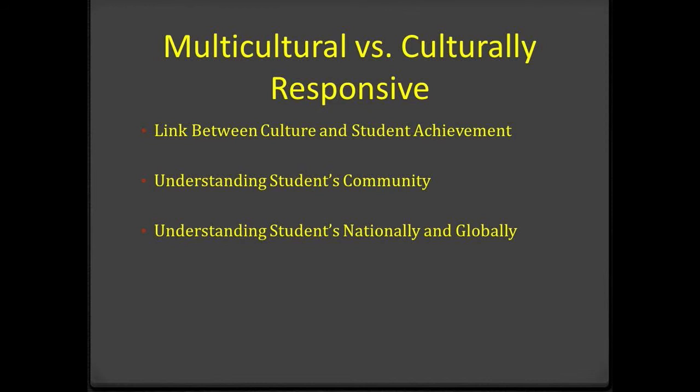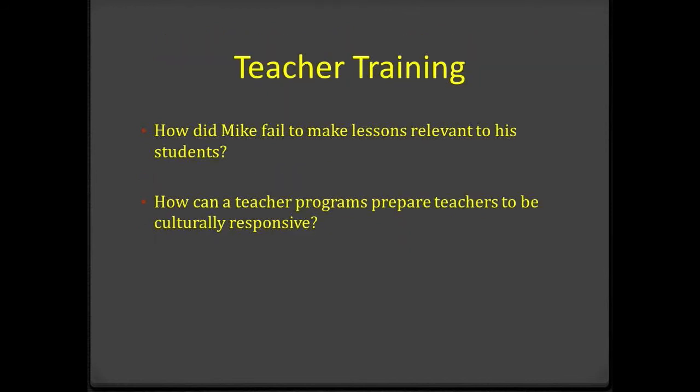Mike failed because he did not know his students beyond superficial information. All he knew was ethnic makeup when other factors should have been examined, such as socioeconomic status, individual abilities, and how students use academics such as writing in their everyday lives.